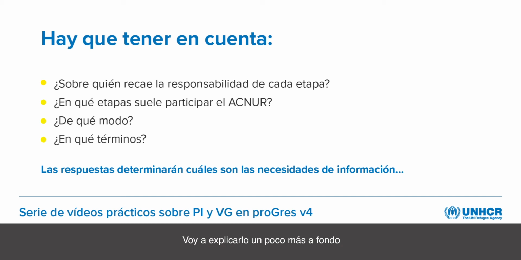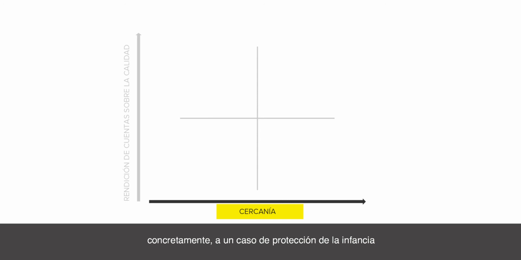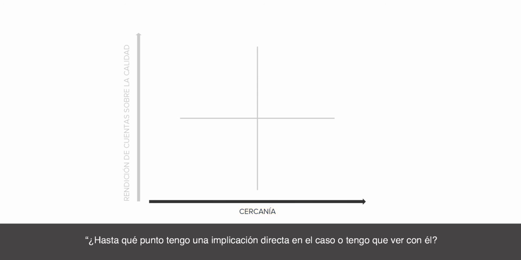Now, I'm going to explain this a little bit more just to try to clarify what I mean by this. So if you were to make a graph where on one axis, the x-axis on the bottom, you have the proximity to the case. And here I'm specifically talking about proximity to the child protection or the gender-based violence case. So that meaning how directly related or involved am I in that case? Am I sitting across from that survivor or that child, providing them that direct service provision? Or am I just aware that these problems are happening in a camp?